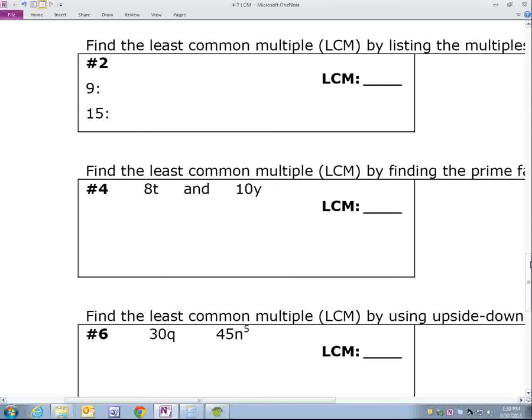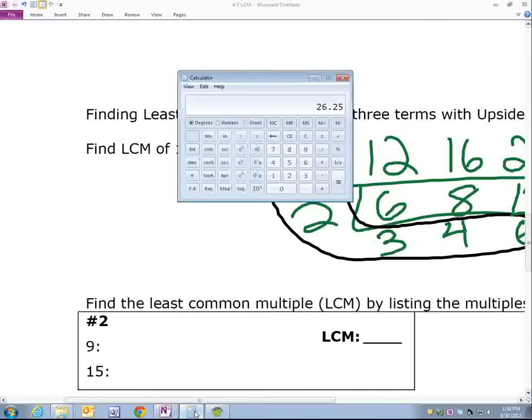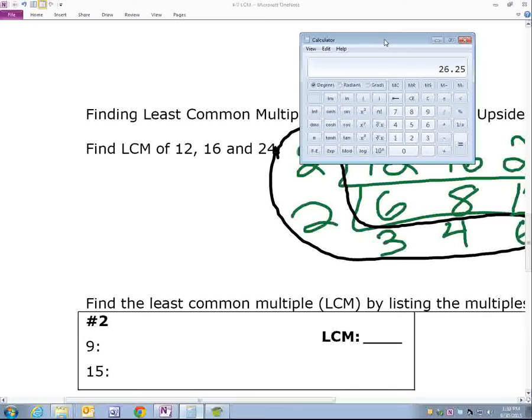Okay. I think I know how to answer your question. Here we go. 12 times 16 times 24 is a common multiple of 12, 16, and 24. But it is not the least common multiple.